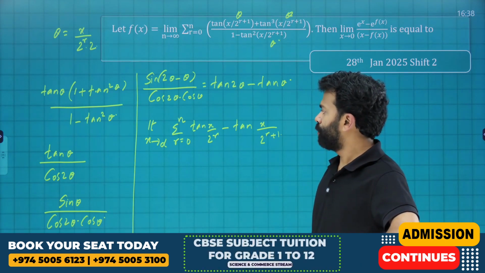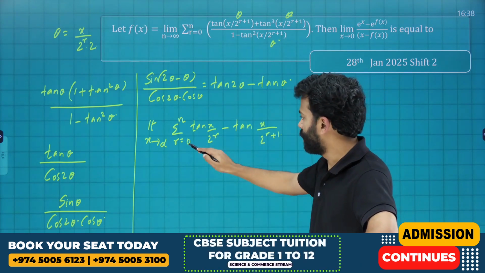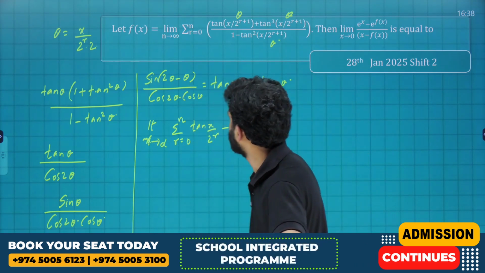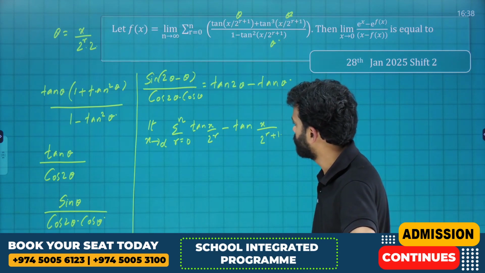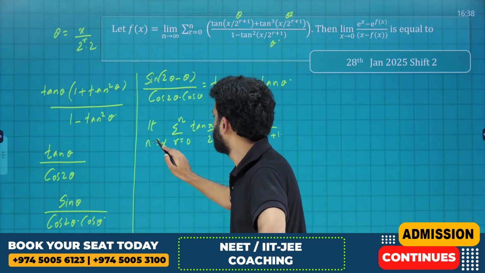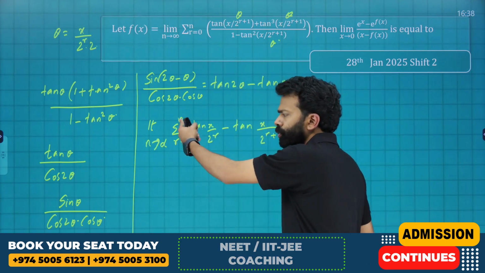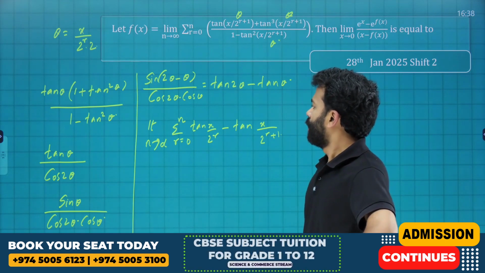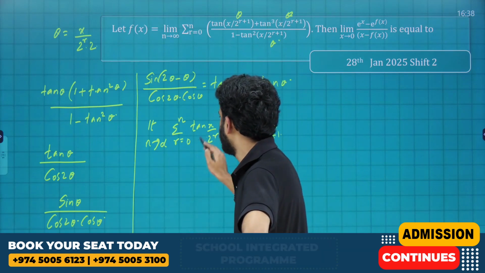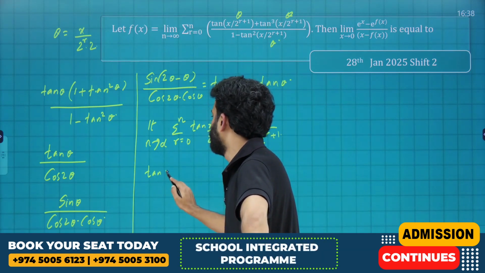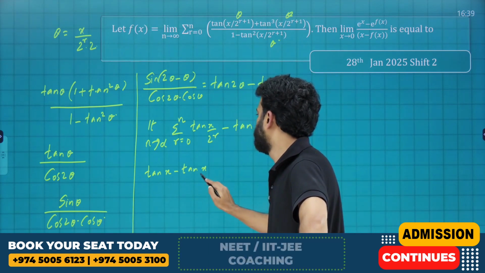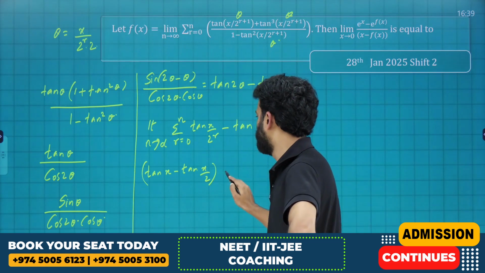Therefore, what should be the first value of r? That you should substitute here, that is r equals 0. Here n is approaching towards infinity, that means r is equal to 0 to infinity. We need to start by substituting r equals 0 here. Therefore, it will be tan x minus tan x by 2. That will be the first term of the summation.